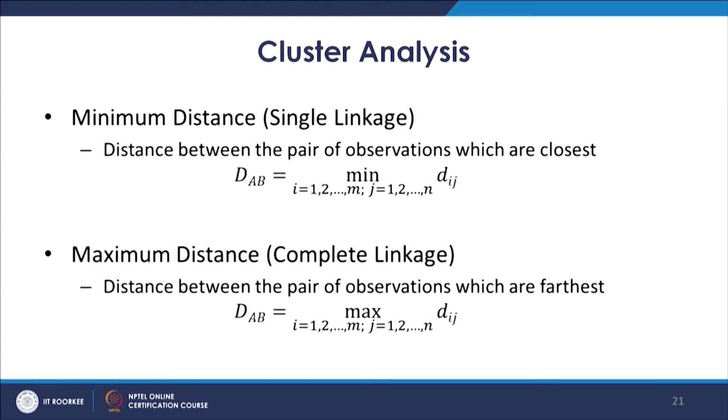The same idea is defined here in this slide, capital D A B, where we are taking the maximum of D I J, where D I J is the distance between observation I and J, where I can be 1 to m because it is referring to cluster A, and J could be 1 to n because it is referring to cluster B. In this fashion, this second metric, the maximum distance metric, defines the distance between two clusters.